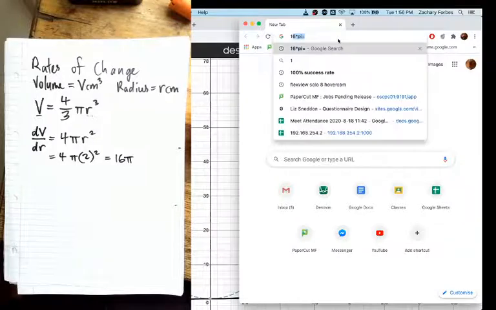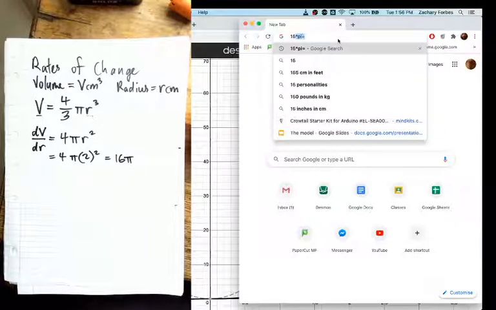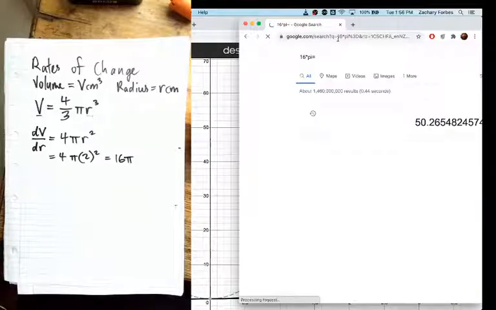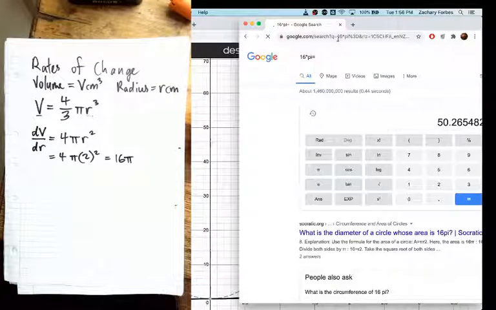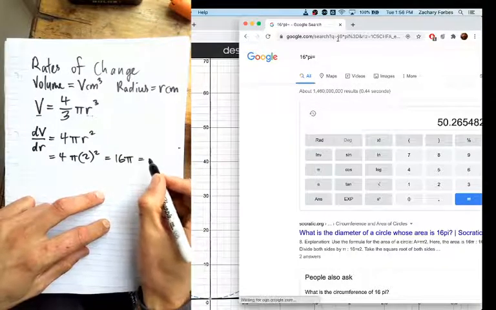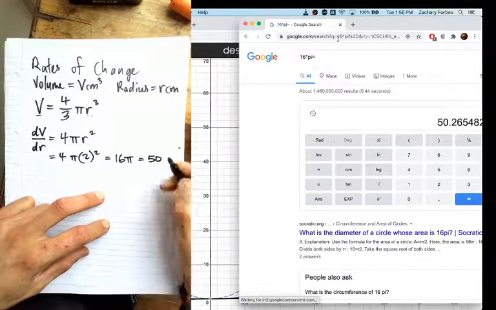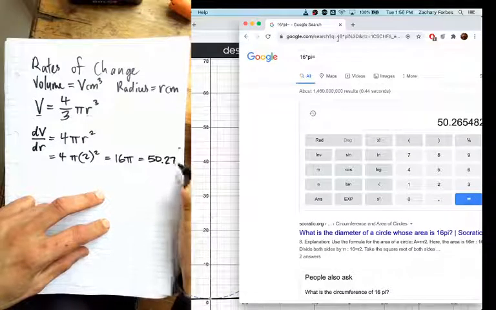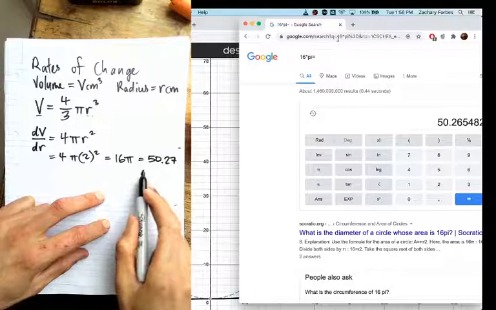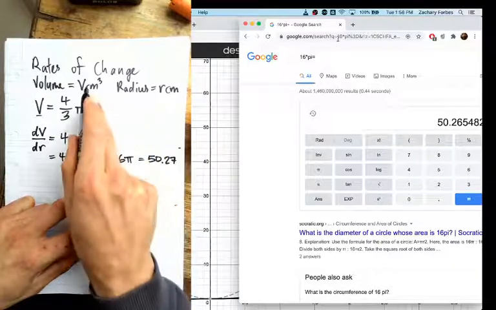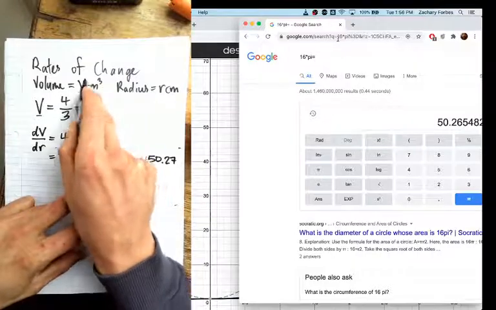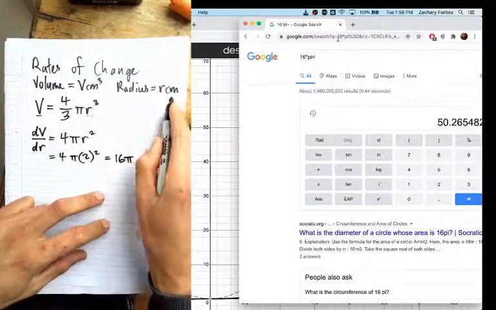So we're going to go 16 times pi equals. So that is 50.27 centimeters. Oh, actually, what is the unit there? Because we're looking at how fast the volume of the orange is growing. Now, volume is measured in centimeters cubed, but we're trying to find out how fast the volume is growing in regard to the radius, which is centimeters.